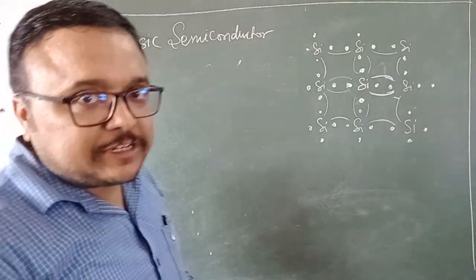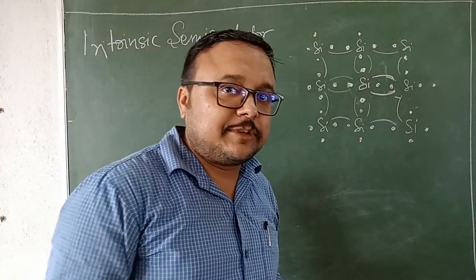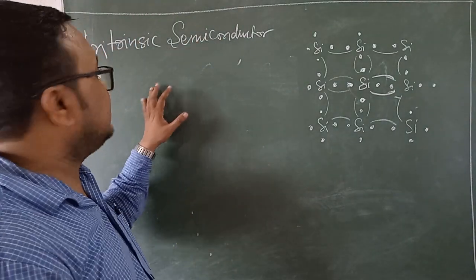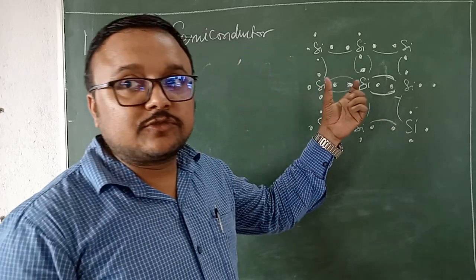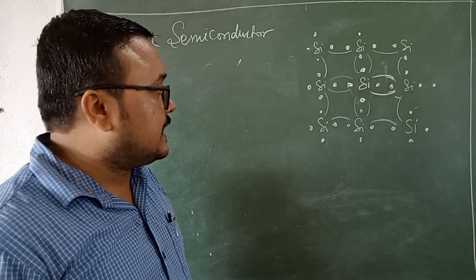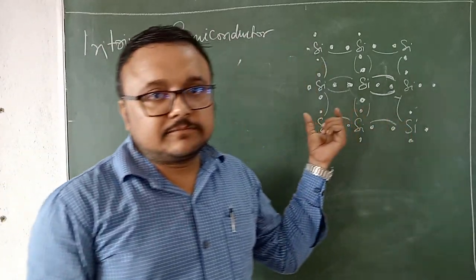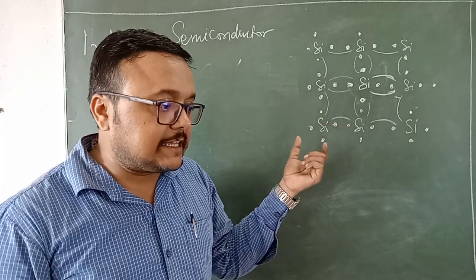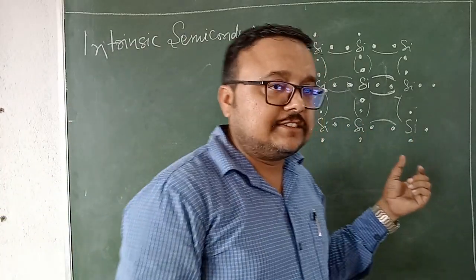There are two types of semiconductor. One is intrinsic semiconductor and the other is extrinsic semiconductor. First of all, we discuss the intrinsic semiconductor. It is a pure type of semiconductor in which only one type of atom takes part, or only one type of element. Or if we take the example of gallium arsenide, then it is one type of compound.